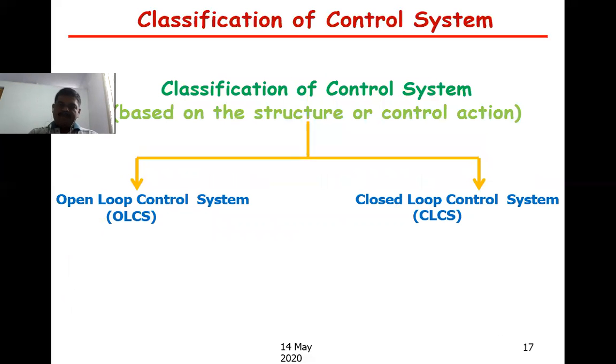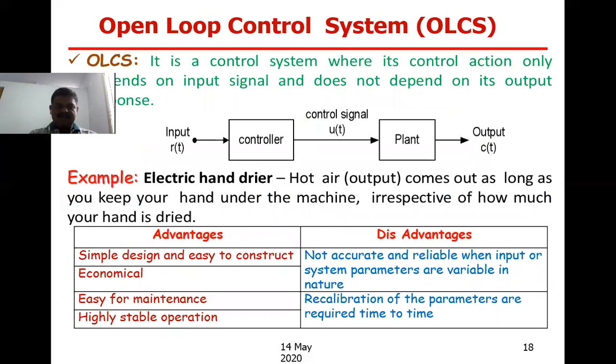The famous classification in most control systems depends upon structure as well as control action. One is the open loop control system, OLCS, and the second is the closed loop control system, CLCS. That is the basic difference in most control systems. So I will take the open loop control system first.